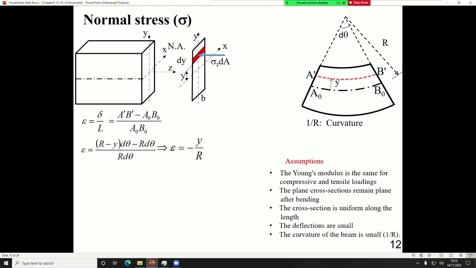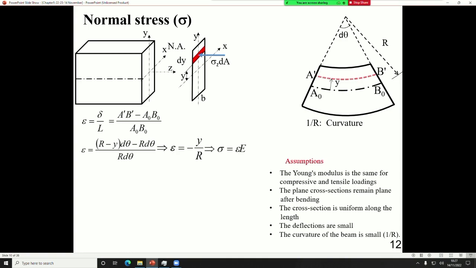So the strain at any fiber is equal to the distance of that fiber from the neutral axis divided by the radius of curvature. If it's on the compression side, you see a negative sign here. If it's on the tensile side, you see a positive sign. Now, this fiber is like a bar which is subject to compression. From the stress-strain curve, since this fiber, we established, is subject to normal stress, the stress in that fiber is equal to epsilon multiplied by the Young's modulus. Where does this come from? From the stress-strain curve of unidirectional loading.